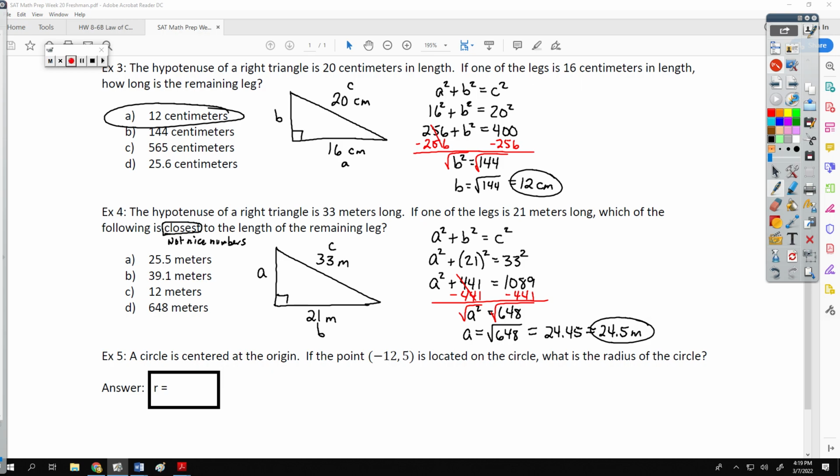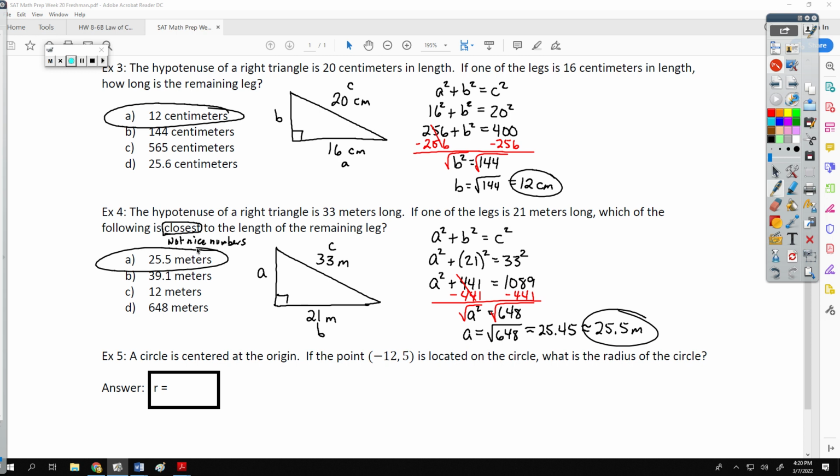Now, if we're looking at that, which one is the closest? Well, the closest one, 25.45. I actually have a typo on my own page there. That should be 25.45, which is approximately 25.5. Or A.